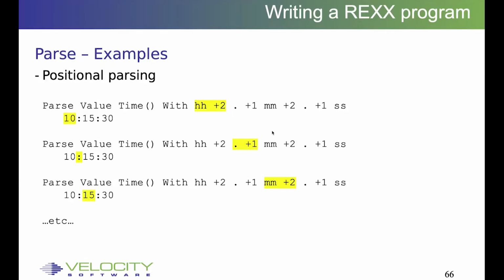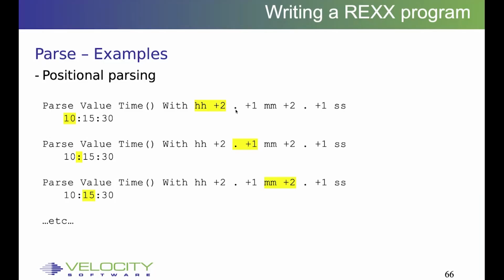Here are some additional examples of parse, in this case with positional parsing. So you can also walk through a string, characters at a time, looking for items to parse. In this case, we're doing something very similar, parsing the value of time with HH, and HH is the first two characters. That's what this indicates. So HH gets the value of 10.